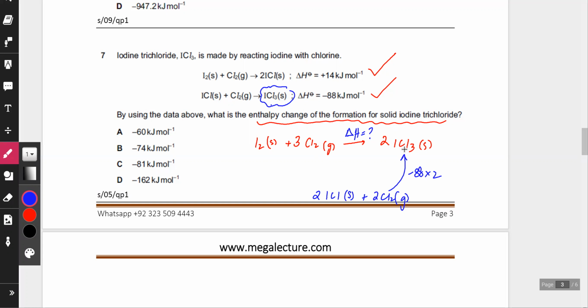Is this part clear? Now the other part is that the I2 and Cl2 are reacting together to form ICl solid. So I think it's this path, this one is 14. The reason I say that's the path is because I2 and Cl2 are reacting to form two ICl solid, right? If I2 and one Cl2 react, how many Cl2s would be left? Two of them, right? So do you get that this path over here is plus 14? Is that clear?